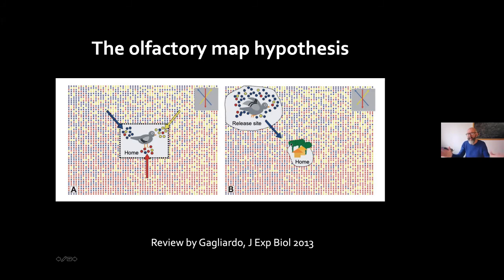If there are many of them, there must be some rule to combine this multiple information into one heading direction. So this is a hypothesis, the olfactory map hypothesis. So how can this hypothesis be tested? Okay, it seems quite a very difficult task, but there are several pieces of evidence that go into this direction over the years, and I will review some of them in the following.